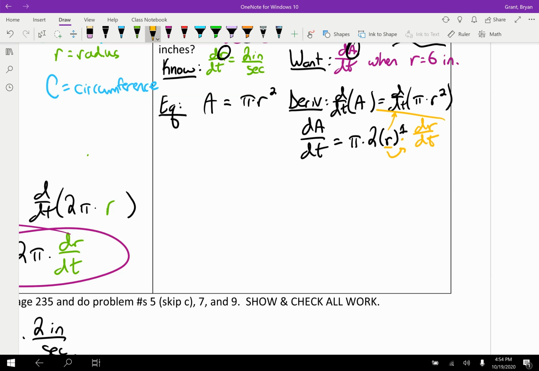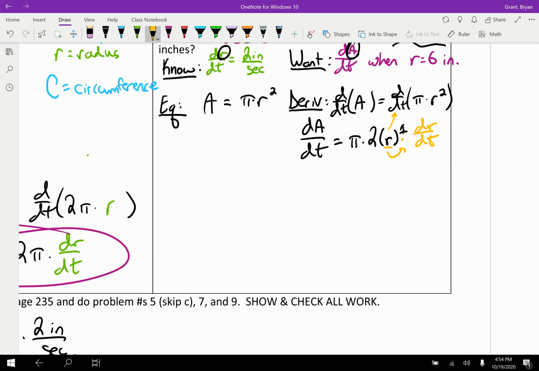And so now take a look at this relationship. It says that not only does dA dt depend on how fast the radius is changing, it also depends on what the radius is at that time. So dA dt is a function with 2 inputs.